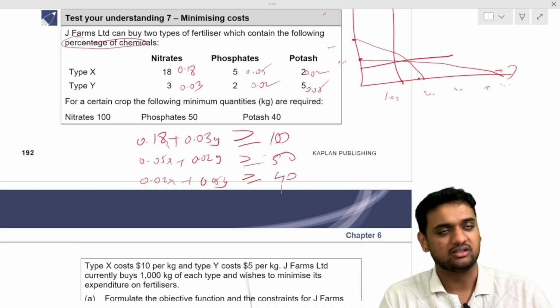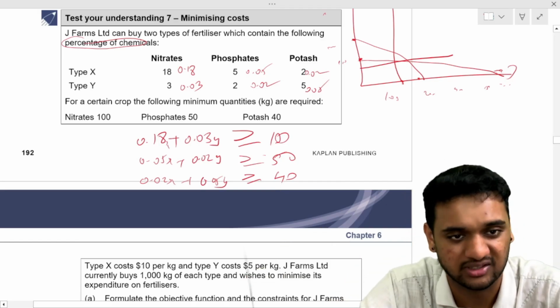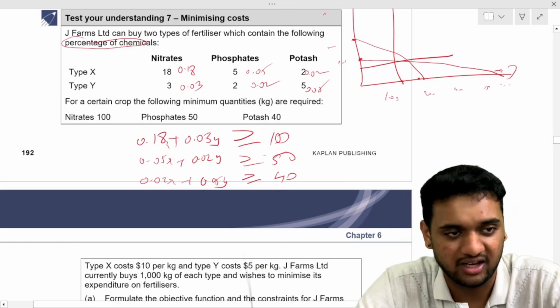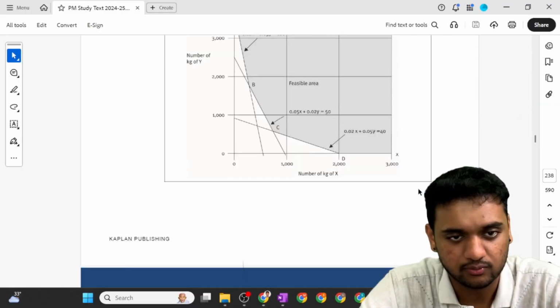Same as previous questions we will do. First for the 3 equations, first I'll explain the answer. Open answer test and understanding question number 7. Open the answer.